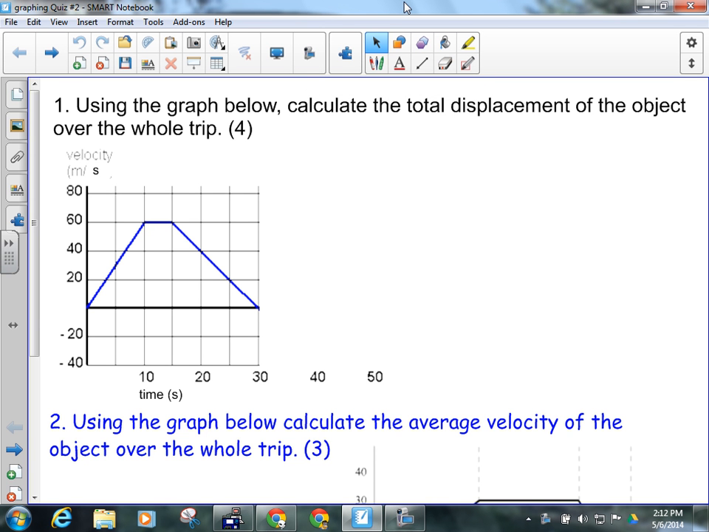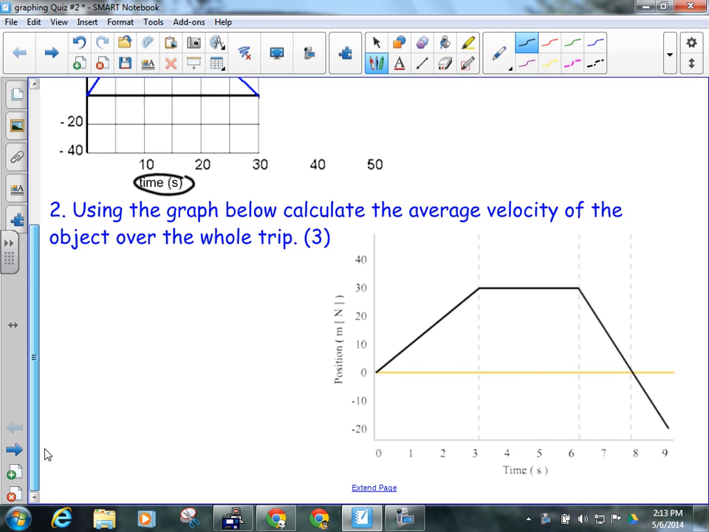A couple of things here, guys, just before you get started on this quiz. Make note of the types of graphs there are in each question. They are not the same kind of graph. In the first graph, it is a velocity versus time graph, and the second graph is a position versus time graph. So make sure you're aware of that.